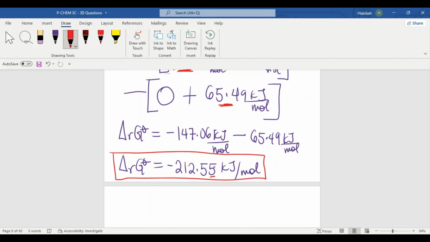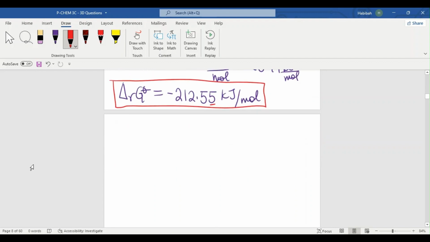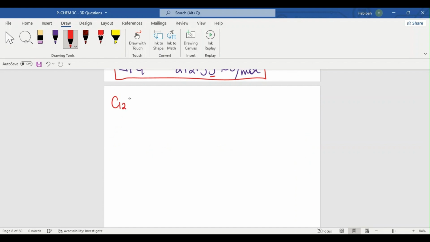Now we move on to the second reaction, which is simply the combustion of sucrose. C12H22O11 solid, which is basically here. This is sucrose for anyone who doesn't know. This is the molecular formula for sucrose. Plus 12 O2 gas. So I'm rewriting what I showed you earlier. This is a combustion reaction of an organic compound. You're always going to have carbon dioxide and water as the products.